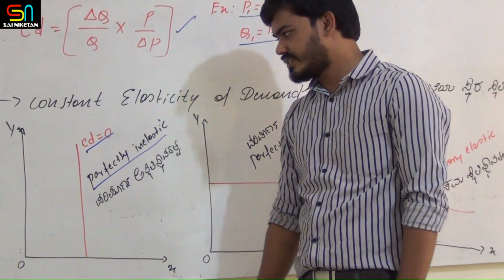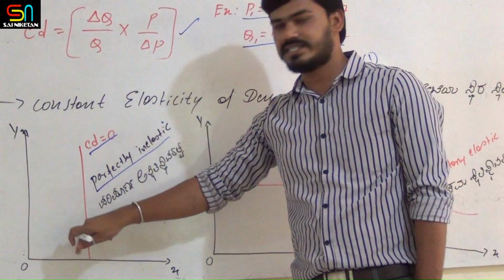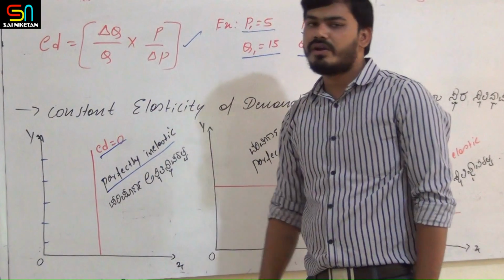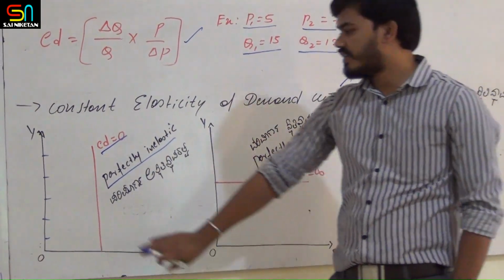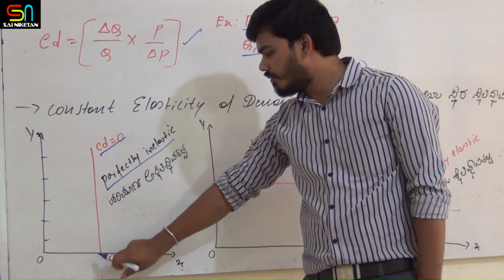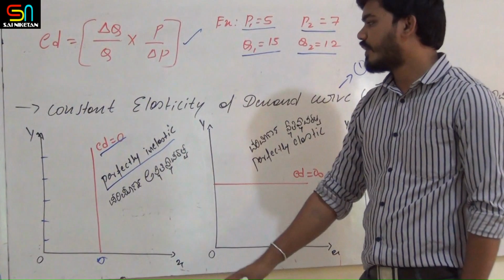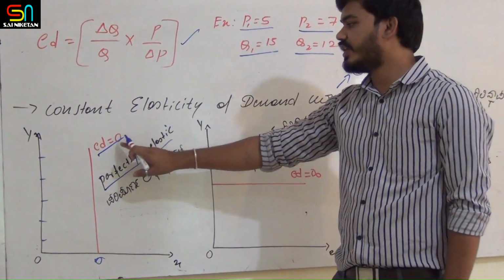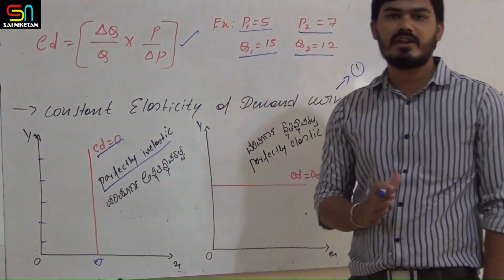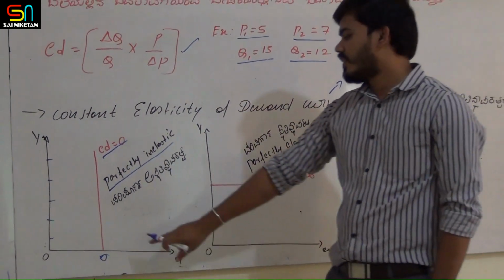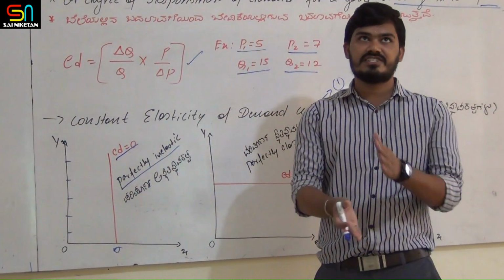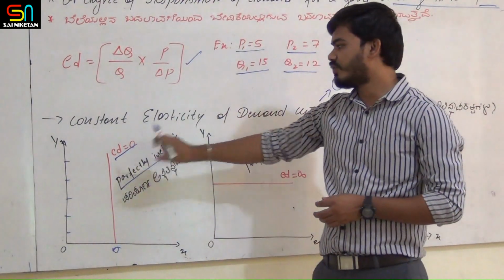Perfectly inelastic is nothing but whatever changes in your price level, your quantity demanded will never respond. That concept is called perfectly inelastic, ED equal to 0. Is it clear? Whatever changes in the price level, your quantity demanded will never respond. Perfectly inelastic is a straight vertical line, ED equal to 0.